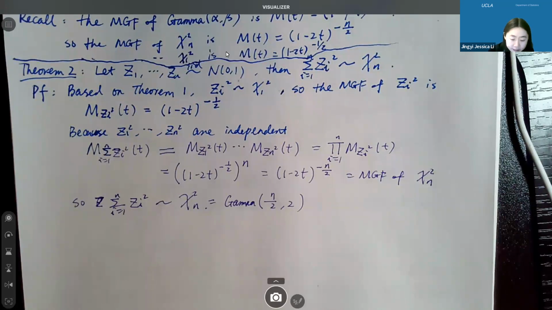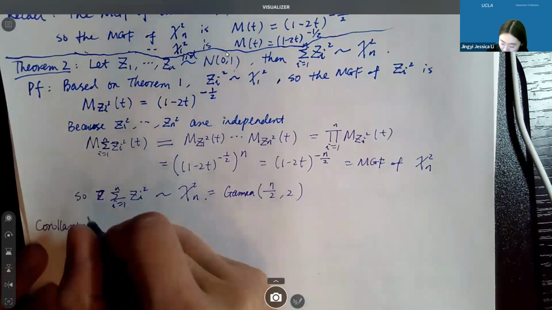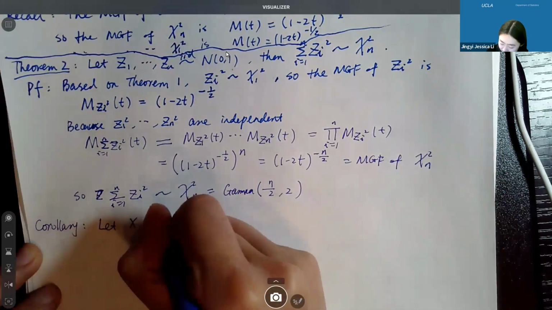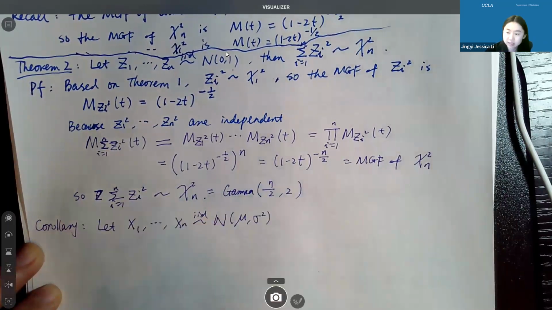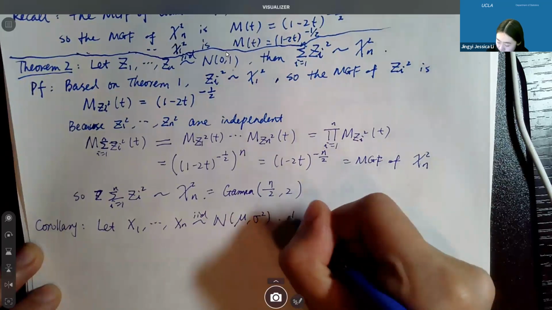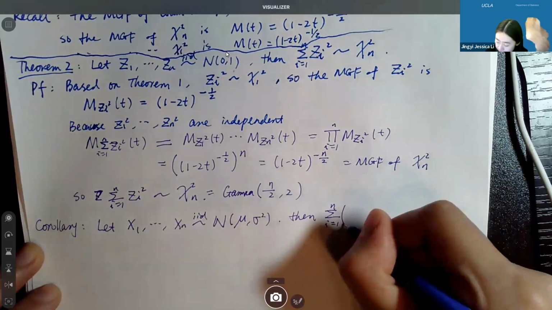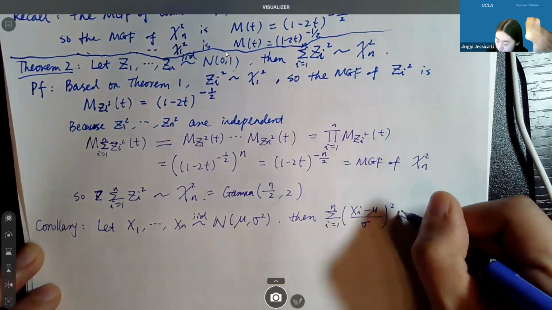Okay, so now we are going to do a corollary. In mathematics, a corollary is a straightforward result from the theorem, which doesn't require a complicated proof. The corollary from theorem 2 says: now let the i.i.d. variables go from standard normal to general normal. Let x1 to xn be i.i.d. normally distributed with mean mu and variance sigma square. Then the sum, i from 1 to n, of (xi minus mu) divided by sigma, squared, will follow chi-square n.